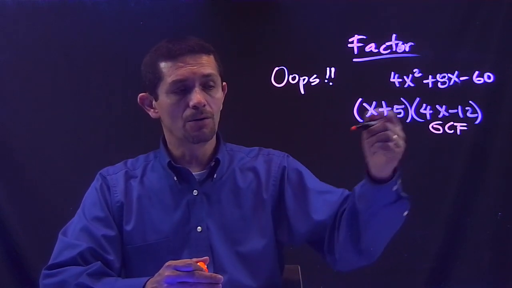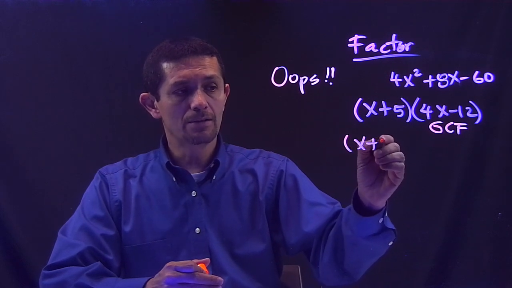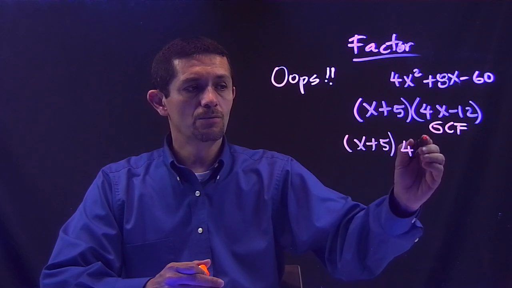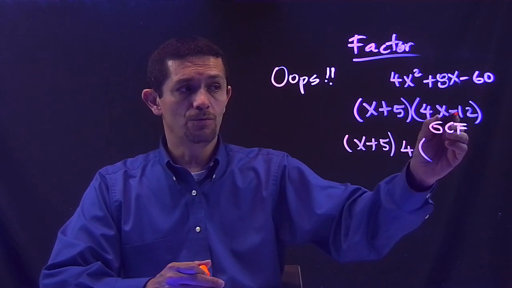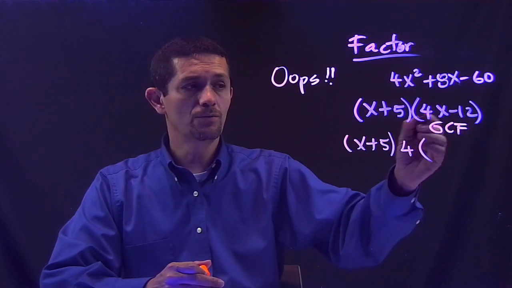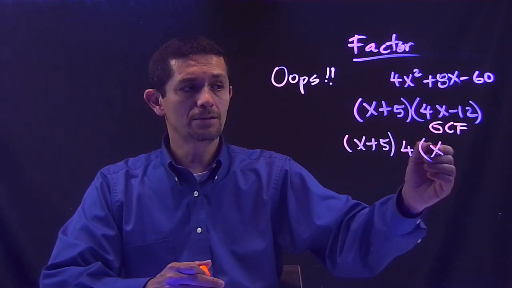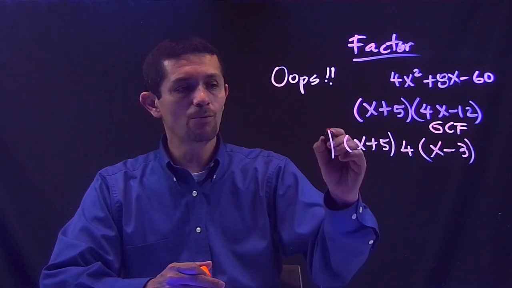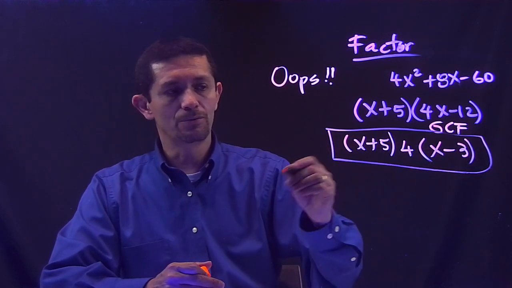check everything. So, the x plus 5 is going to remain as x plus 5, but here the 4 is a common factor. So, the 4 is a common factor, the x is not a common factor. 4x divided by 4 gives you x, minus 12 divided by 4 is 3. So that will be the complete factorization, okay?